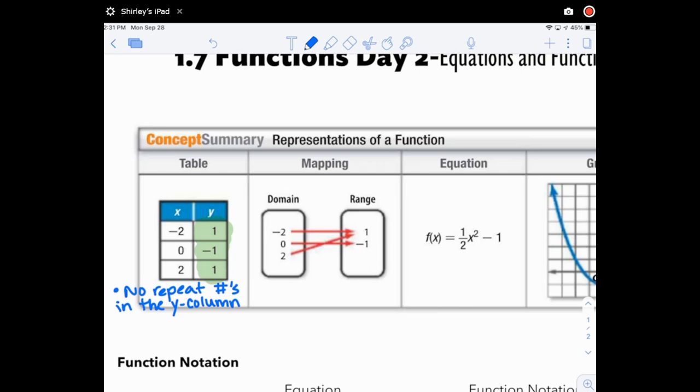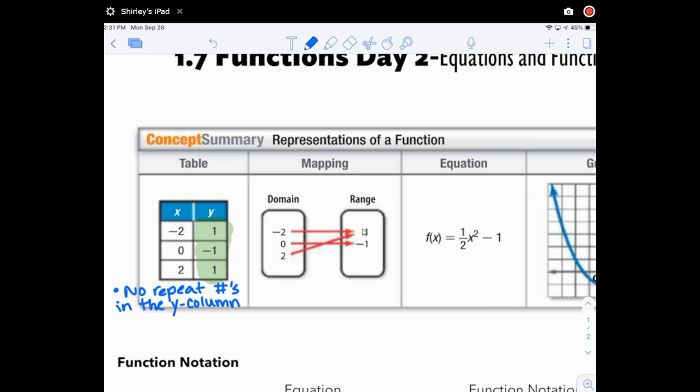Then we had a mapping. So the mapping shows you your domain and your range. Remember that your domain is your set of x values and your range is your set of y values. And then your mapping takes every x coordinate and points an arrow to where it belongs on the y.